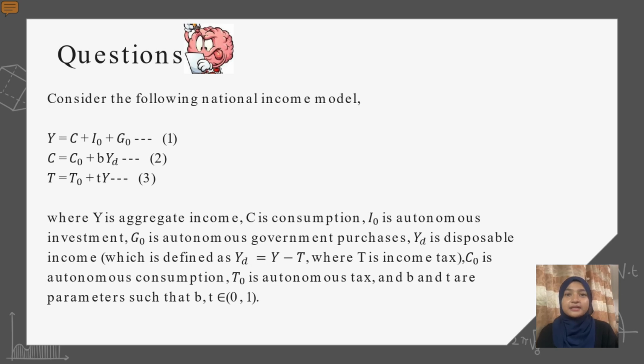Let's begin with the model given in this assignment. We are provided with three equations, which are the income identity, the consumption function, and the tax function. In this model, Y represents aggregate income, C represents consumption, and T represents tax. The parameters b and t indicate the marginal propensity to consume and the tax rate, where both values lie between 0 and 1. These equations together explain how income is generated and distributed within the economy.